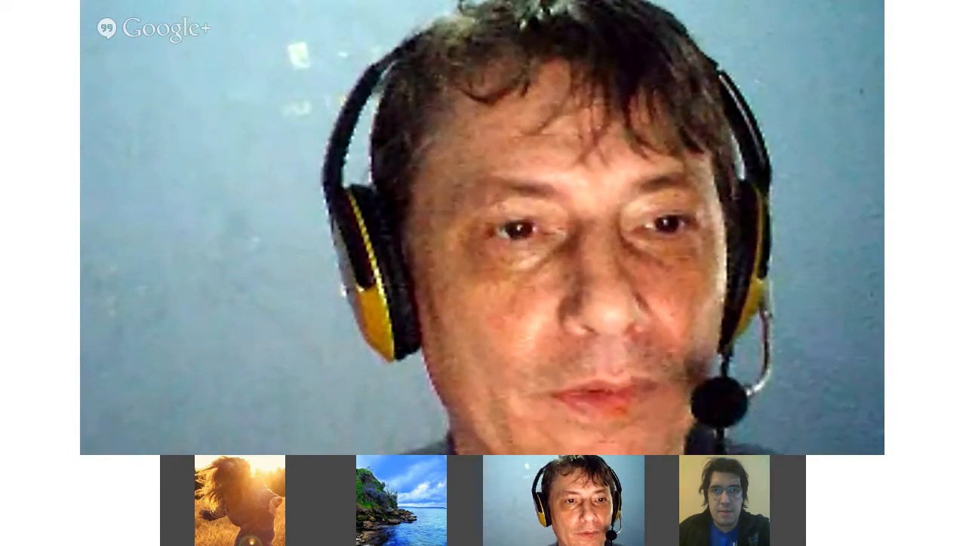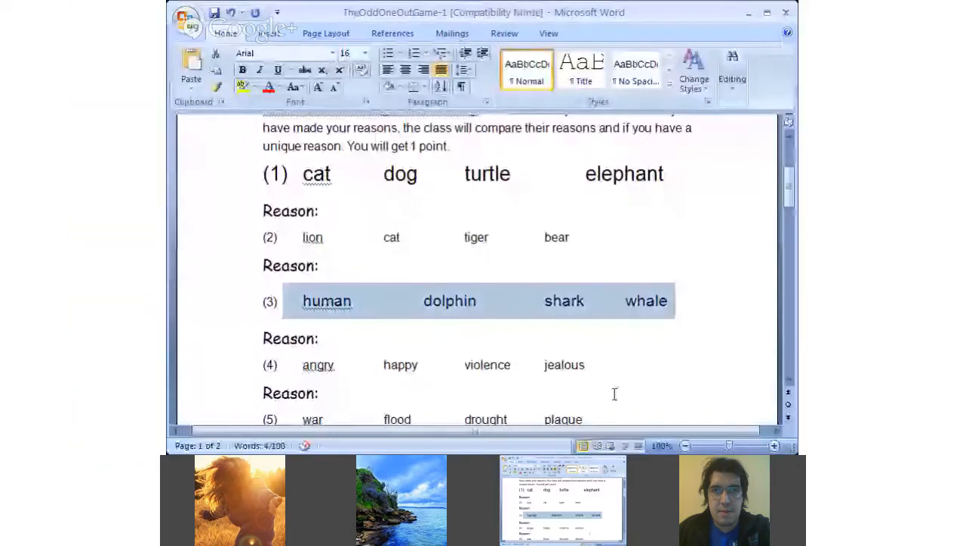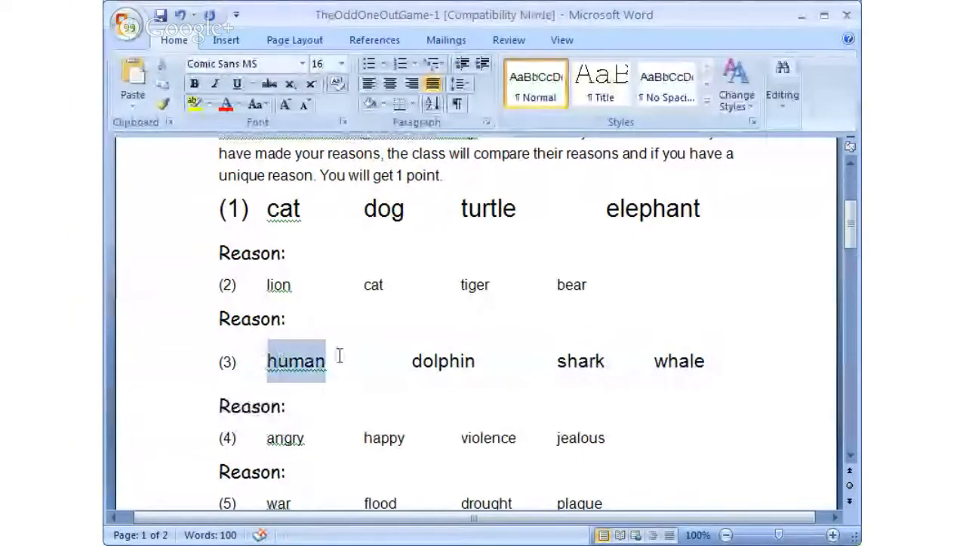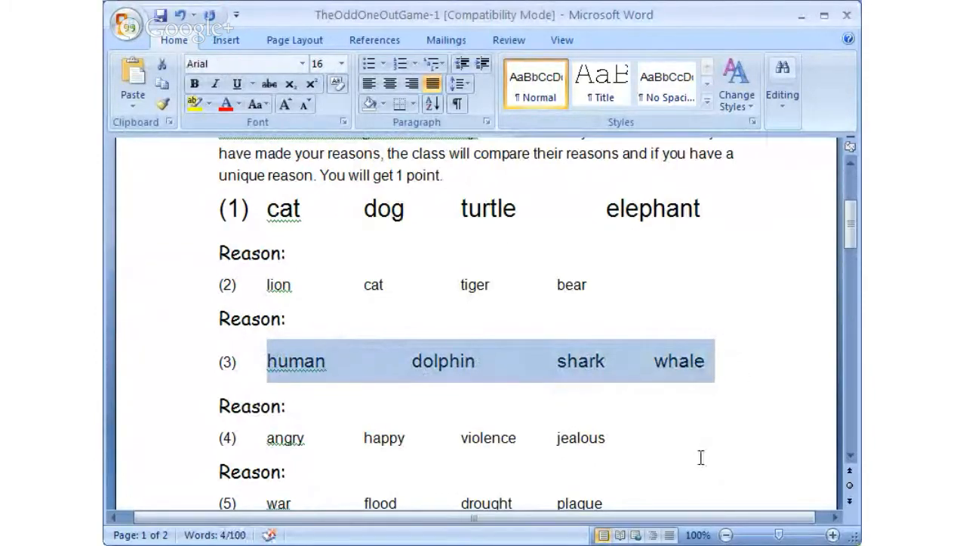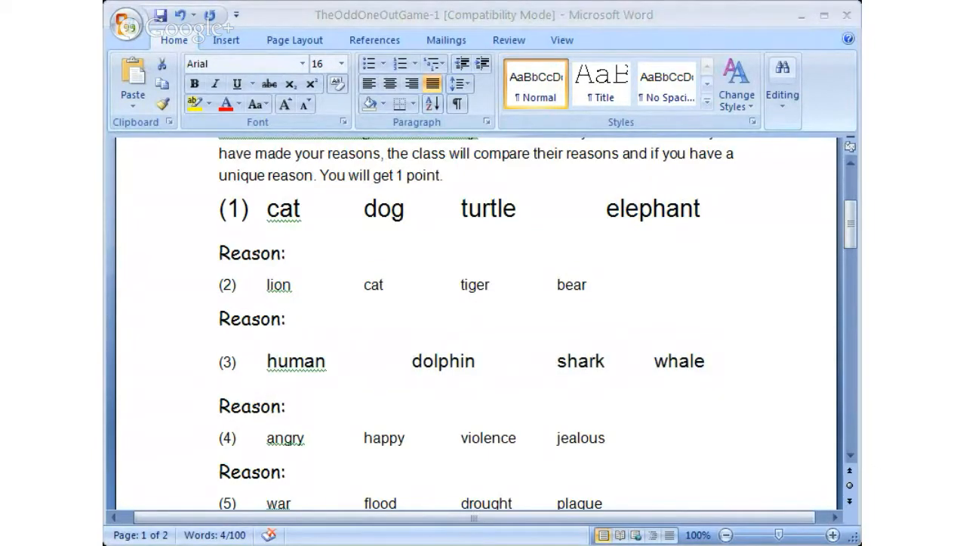Okay. Let's try this one. Okay, next one. Let's try another animal one. Human, dolphin, shark, whale. Okay, Ruben, guess what? You're up first. Human, dolphin, shark, whale.